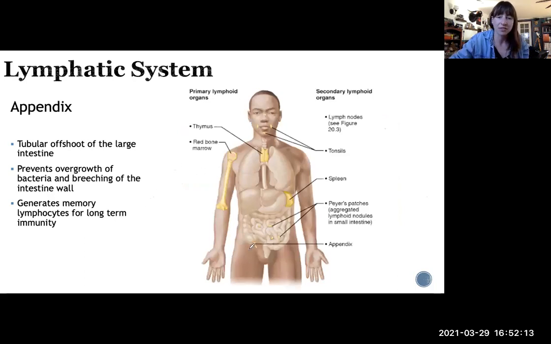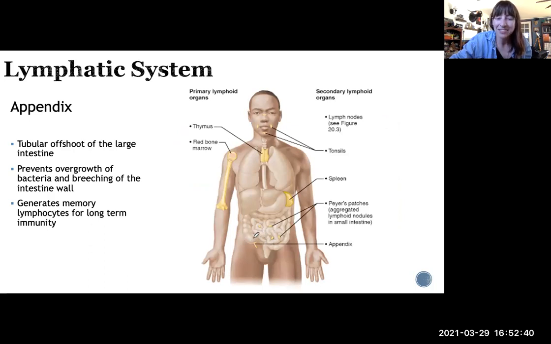Oh, I do have a slide for the appendix. Look at that. Okay, so your appendix is this little worm-like structure that hangs off the end of your large intestine. Your large intestine has a sac at the end of it. You'll notice that the end of the small intestine doesn't go directly into the very end of the large intestine. It kind of goes into the side of the end of the large intestine.